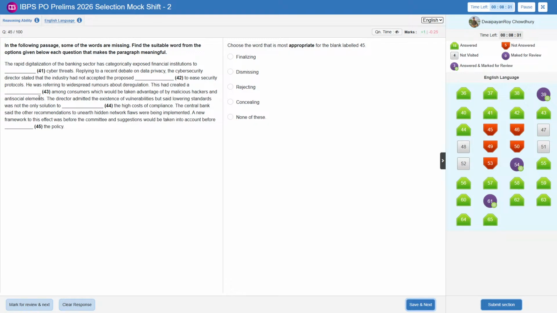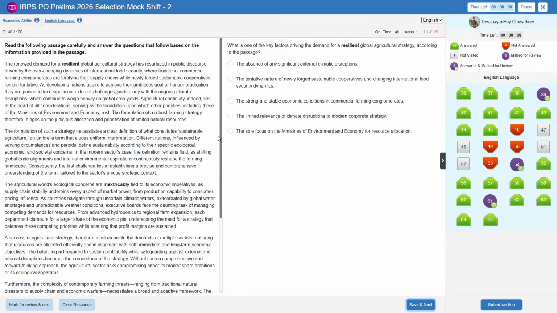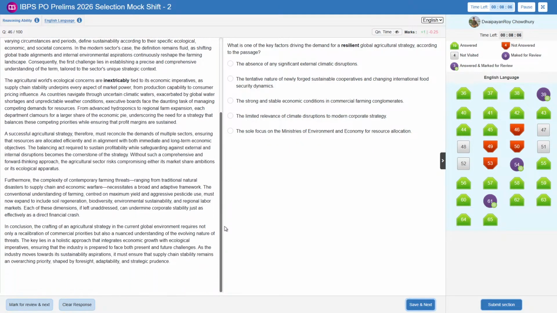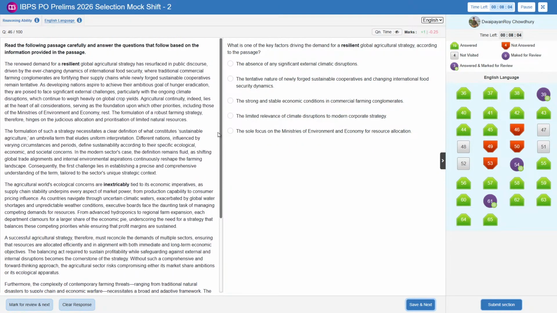The central bank said the other recommendations of unearthed hidden network flaws were being implemented. A new framework to this effect was before the committee and suggestions would be taken into account before finalizing the policy. So this is literally, I would take like 8 minutes only to read it.